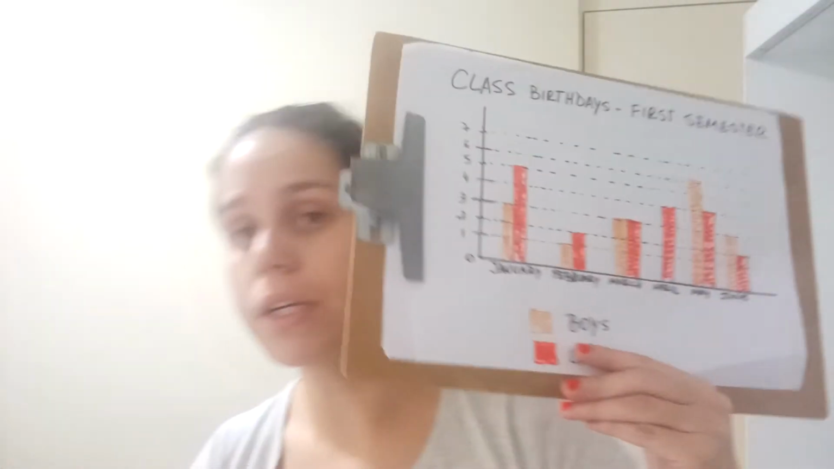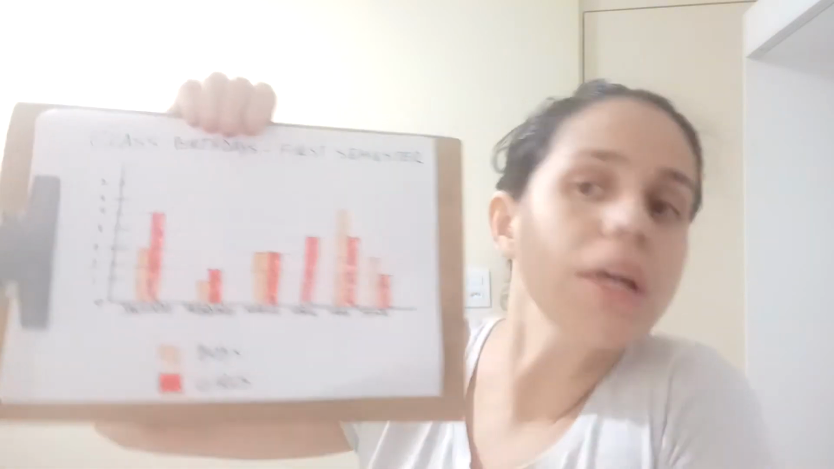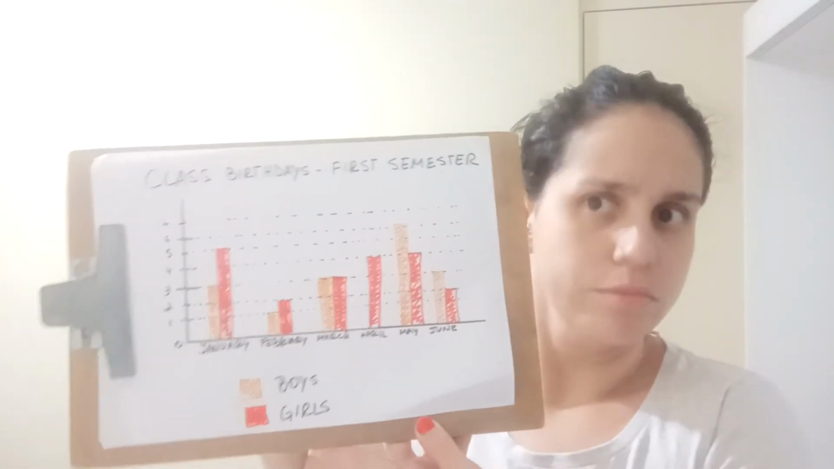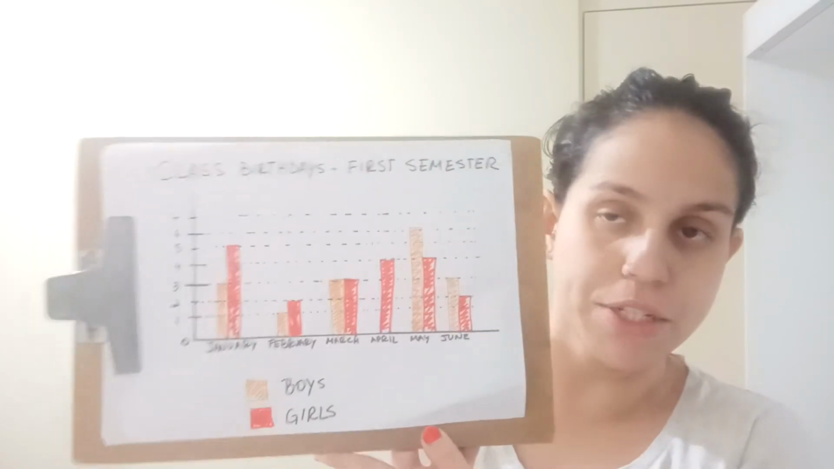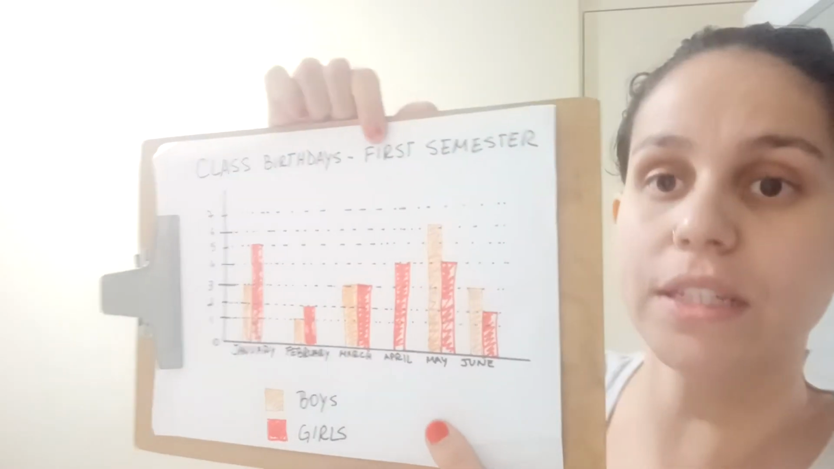And then we have the questions here in the book. What does the graph represent? So what is showing in this graph? Is it the coronavirus? No, it's the birthdays in the first semester. So this graph represents the class birthdays in the first semester.